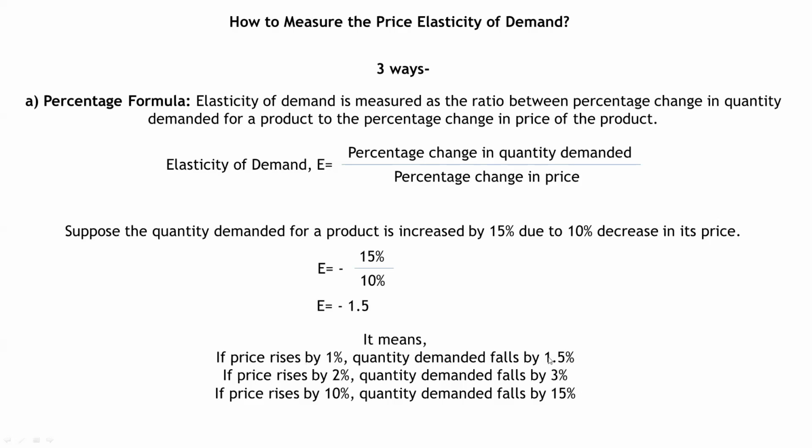We can customize it as per our need. We can say if price rises by 2%, quantity demanded falls by 1.5 into 2 equals 3%. One can say if price rises by 10%, quantity demanded falls by 15%. The other two methods of measuring elasticity of demand are based on this formula. Anyway, I am not going to show you the derivation of the formula. If possible, I shall discuss it in another lecture. I shall just show you the formula and tell you when to apply which.